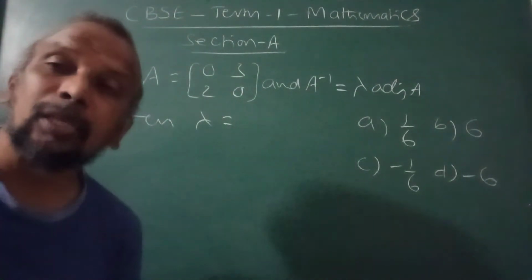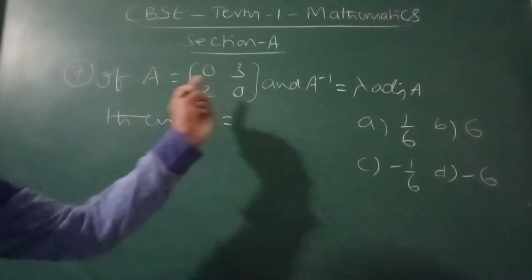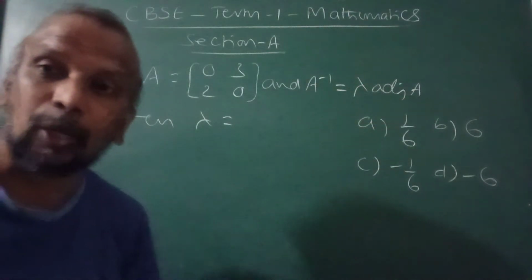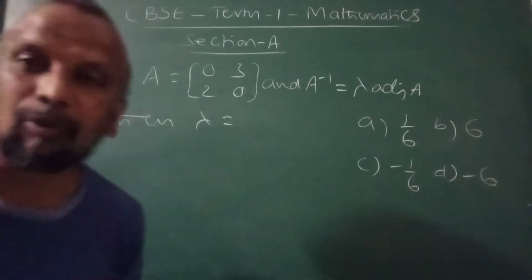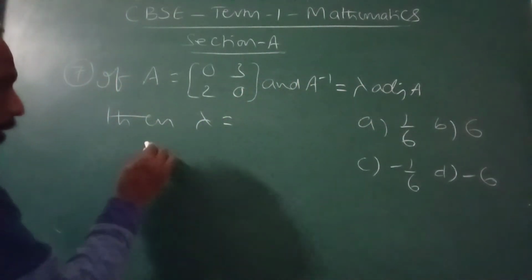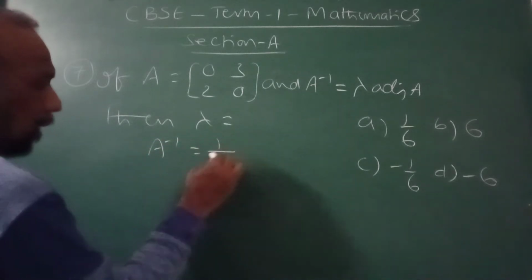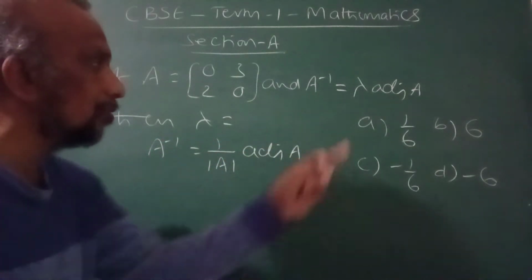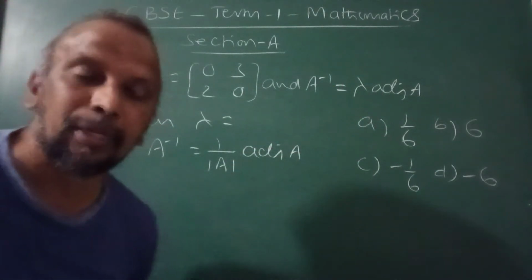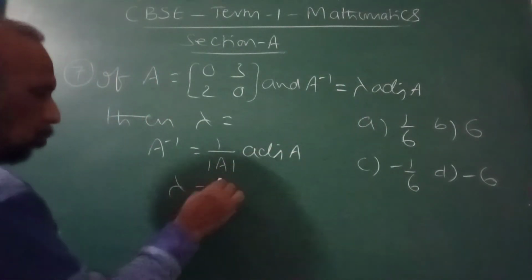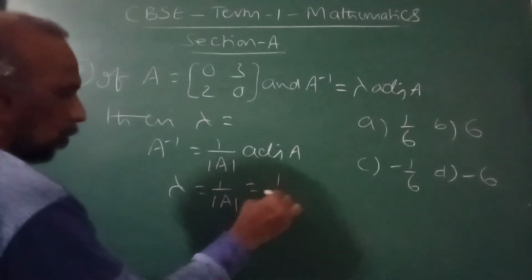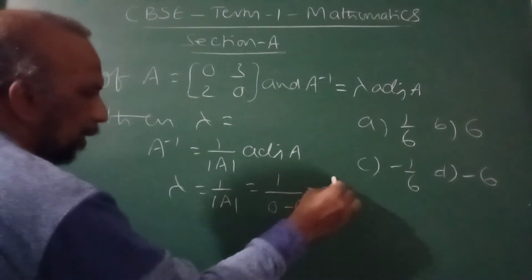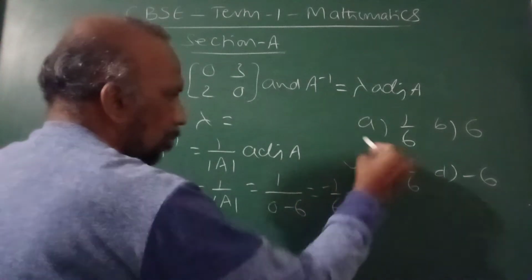Now here they are asking to find, given A equal to the matrix 0, 3, 2, 0, and A inverse equal to lambda times adjoint A, the lambda value. We know that A inverse equals 1 by det A into adjoint A. So they are asking directly to find lambda, which is 1 by det A. So lambda equals 1 by det A. What is det A here? 0 minus 6, so it comes to minus 1 by 6. Your answer is option C.